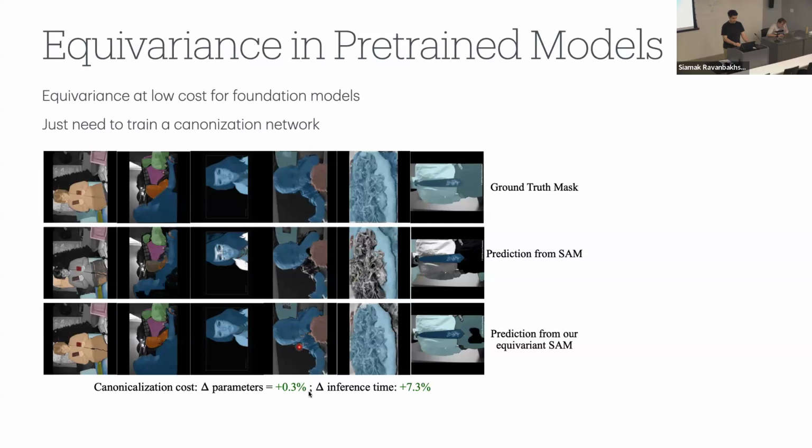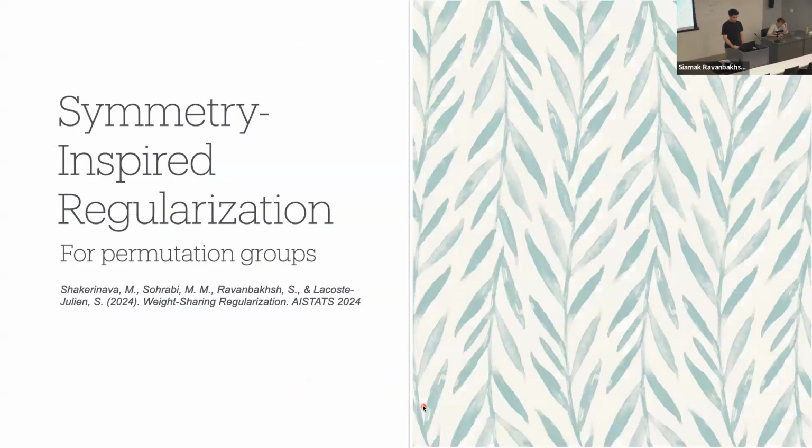network, with a very marginal increase in the number of parameters and the inference time. So you get to make your pre-training models equivariant at a low cost. Okay, so that was the first work.